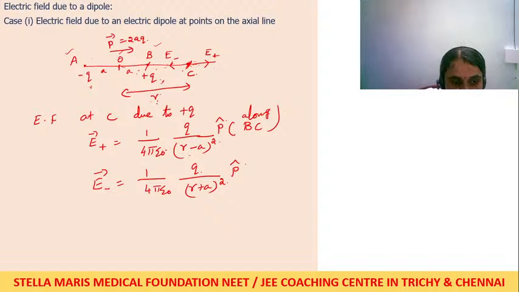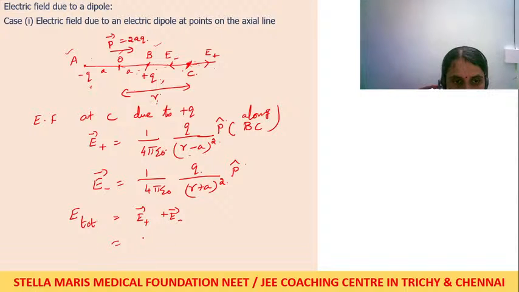So if we take E minus, we can get 1 by 4 pi epsilon naught, Q divided by R plus A the whole squared into P cap. Okay. So when we find the total electric field, what will we do? We generally add the two. So E total will be equal to E plus vector plus E minus vector.